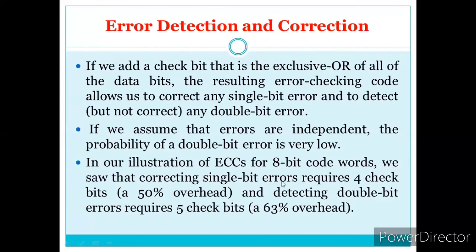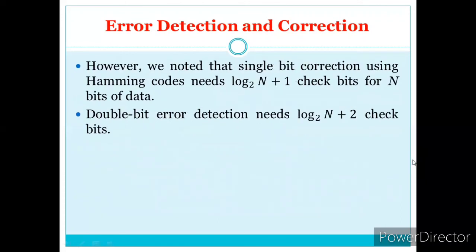See, in our illustration of the 8-bit code word, we show that correcting a single bit error requires 4 check bits. So observe 4 check bits: 50% overhead means 50% extra hardware. And detecting a double bit error requires 5 check bits. It means 63% overhead, extra hardware is required. So if you observe the percentage of overhead required for the single bit and double bit error, it is 50% overhead for single error and 63% overhead for double error detection.